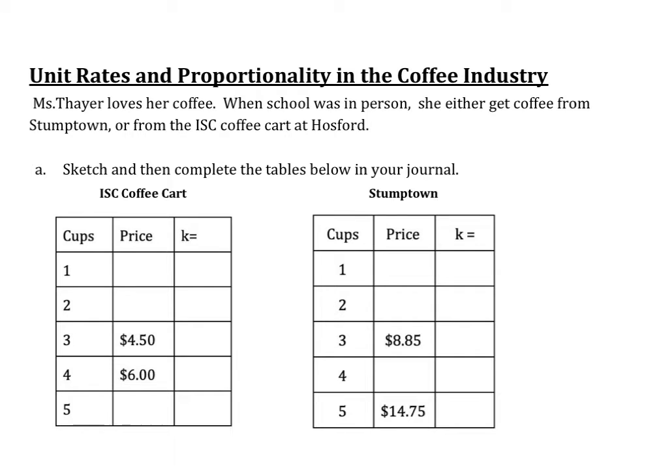So let's see what that looks like in terms of the coffee industry. So I gave this example of these two places that I like to buy my coffee. One is Stumptown, and the other is the ISC coffee cart at school. And so we're given these tables. And what we have been doing is calculating a unit rate, and that's just assuming that the unit rate is going to be the same for everything else on our table. And that's what you did in your homework. But now we're being asked to specifically find out if these relationships are proportional. So go ahead and pause this video and record these tables down in your journal, and then we'll get to work on them.